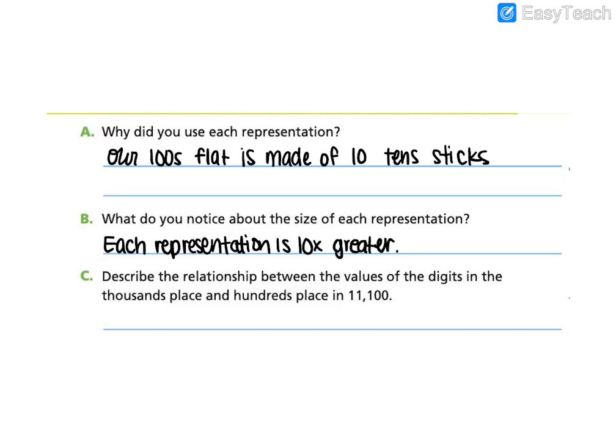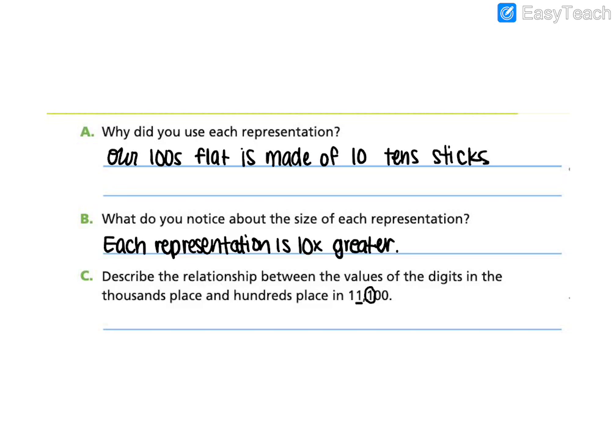Letter C asks us to describe the relationship between the values of the digits in the thousands place and the hundreds place in 11,100. First, I want you to go ahead and underline the digit in the thousands place and circle the digit in the hundreds place. So we're underlining the digit in the thousands place, circling the digit in the hundreds place. Well, both digits are 1.